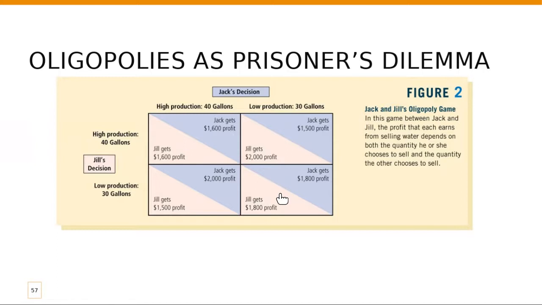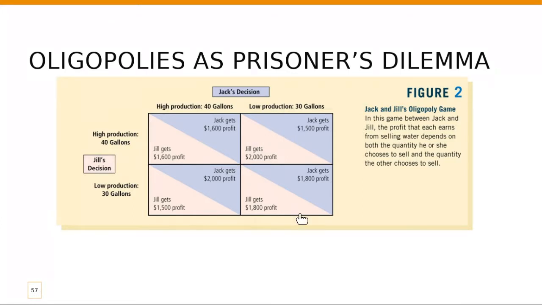So, what are they going to choose to do? Yeah, that's right. They're both going to pick high production. Why? Because while we recognize that $1,800 is better than $1,600, notice Jack and Jill both have an incentive to switch to a high production strategy, right? If they're both producing at a low level and say Jill sees that Jack is producing low, she can make an extra $200 profit if she switches to high production.